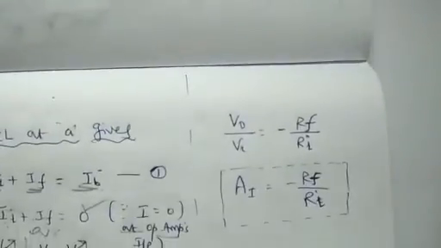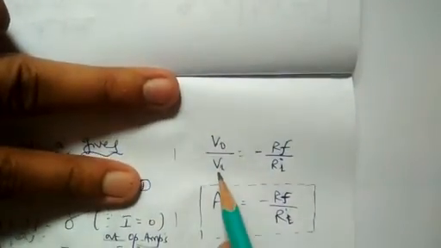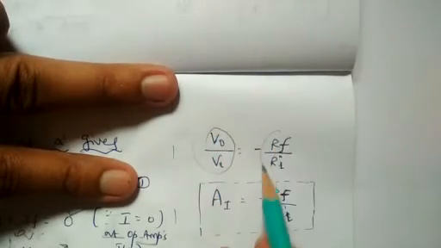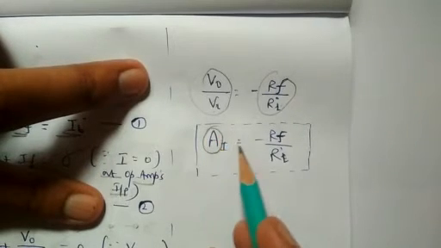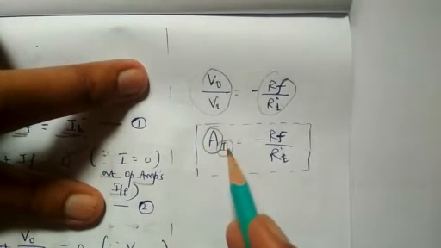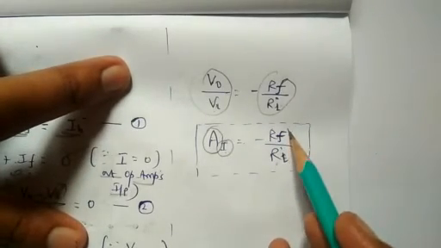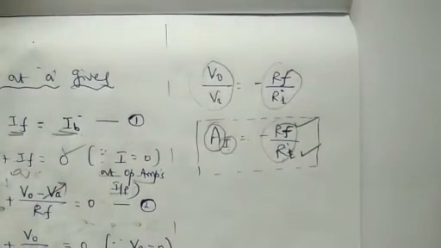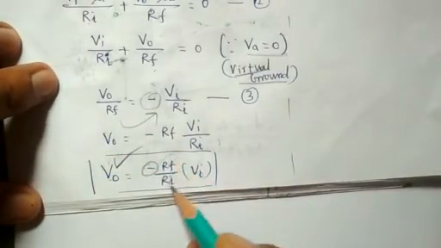So here, V out by Vi, if you move the Vi from the right hand side to the left hand side, V out by Vi will be equal to minus RF by Ri. So this is your gain for the inverting amplifier, AI equals minus RF by RI. The ratio between the feedback resistor and the input resistor will fix the gain. For example, if you want the gain to be 10, you have to choose RF and RI such that the ratio becomes 10.